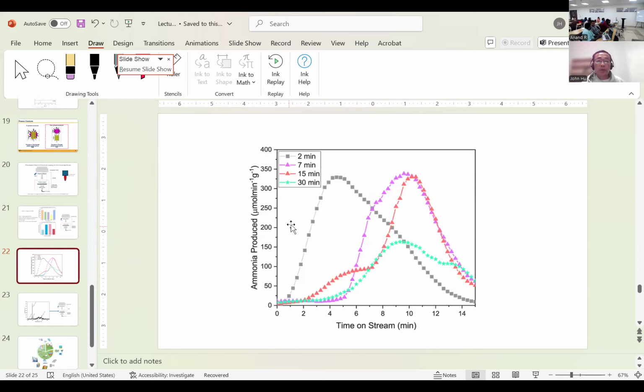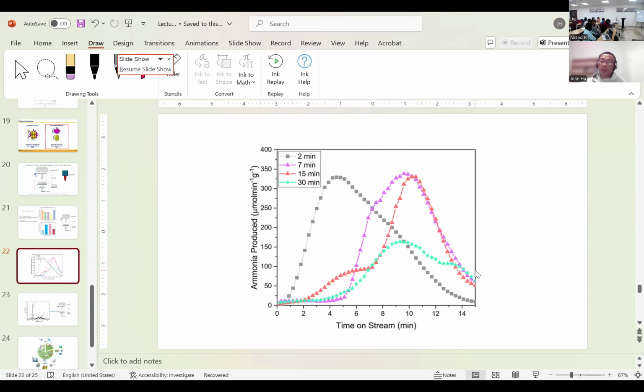So if a material is treated for 2 minutes, ammonia comes out very easily, because this is time on stream. That means if we pre-treated the material for 2 minutes with the plasma, and then when we flow hydrogen, you can see ammonia come out, the peak comes out at 5 minutes. If you treat this material for 7 minutes, it's a little bit delayed, it's a pink curve. If you treat this material for 15 minutes, you see this curve. So the longer you treat the material, the more delay for the ammonia to come out.